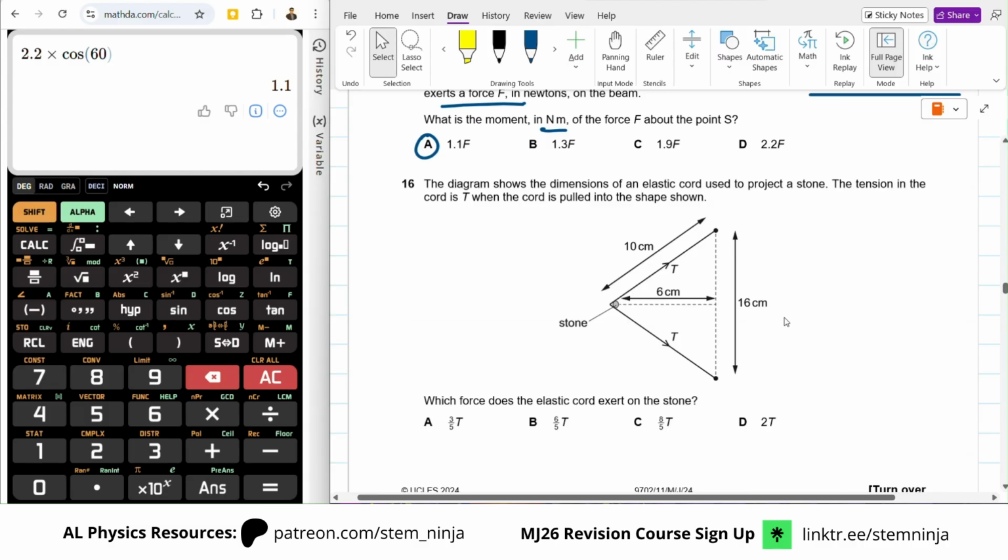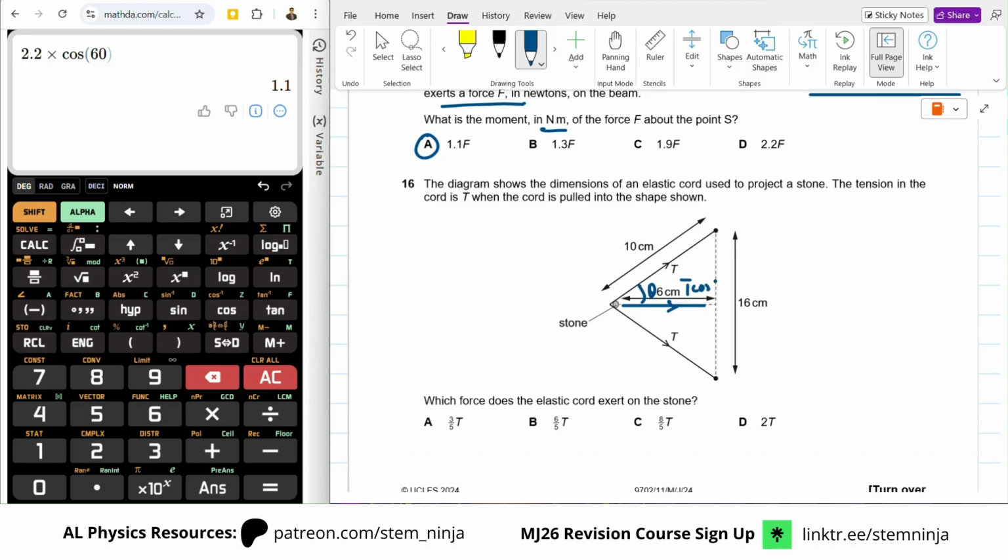Right. The diagram shows the dimensions of an elastic cord used to project the stone. The tension in the cord is T when the cord is pulled into the shape shown. Which force does the elastic cord exert on the stone? So the net force exerted here is caused by these components of T: let's call this angle theta, T cos theta, and this T cos theta also. So basically the net force would be 2T cos theta.